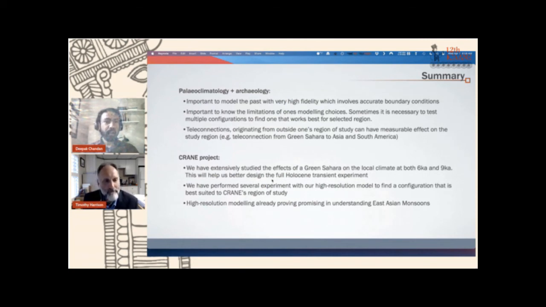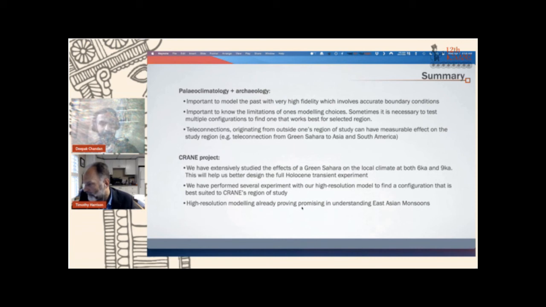Awesome, okay. Just to summarize, it's important to model the past with very high fidelity, and for that purpose, it's important to be very mindful of the boundary conditions that you're using in the climate model. It's important to know the limitations of one's modeling choices. So it's sometimes necessary to test multiple configurations to find out the model that works best for your region, especially important for high resolution local modeling, which is very parameter heavy. Teleconnections are important. So for researchers that are working in different parts of the world, they might be very interested to know about the teleconnections that come from Green Sahara, especially teleconnections to Asia and South America.